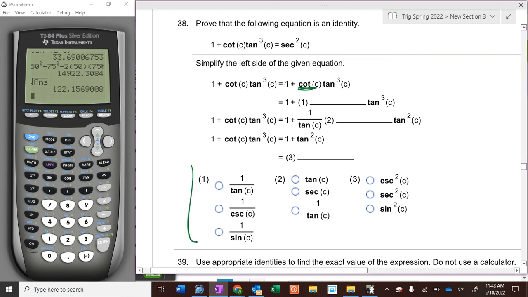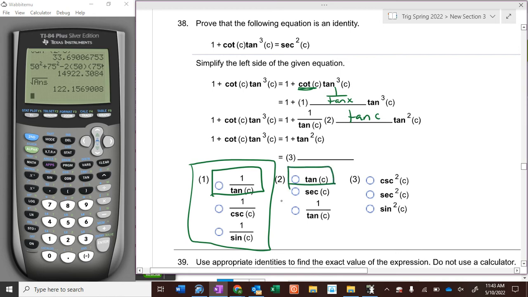Cotangent is the same as which one of these three? 1 over tangent. So it's this one. And then down here, they have 1 over tangent. This is tangent squared, so what's left out of that tangent cubed if they have a tangent squared here? Just the plain simple tangent of C. And then they canceled this tangent with this tangent to get 1 plus tangent squared. What's 1 plus tangent squared equal to? Cosecant squared. No, it's secant squared.